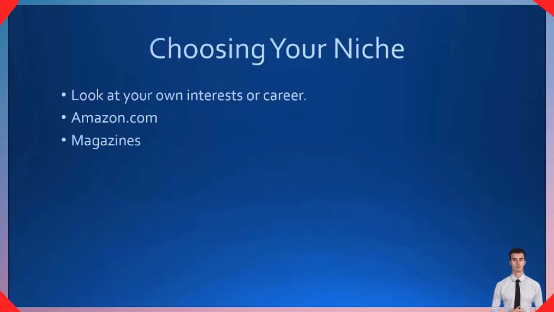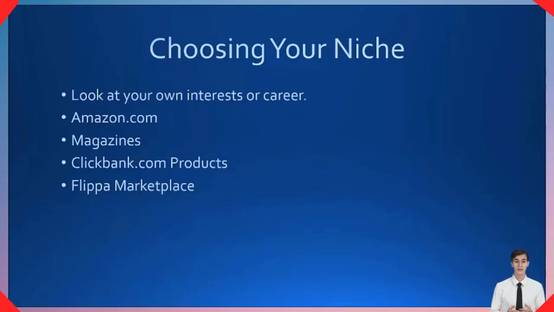Magazines will actually tell you if a niche is hot or not. ClickBank.com products, so products that are currently selling, info products that are out there on the largest info product site out there, ClickBank. The Flippa Marketplace will give you some great indication as to what kind of niche markets are hot. If it's a viable niche market that you've chosen, you can see what websites are actually selling out there, that type of information.